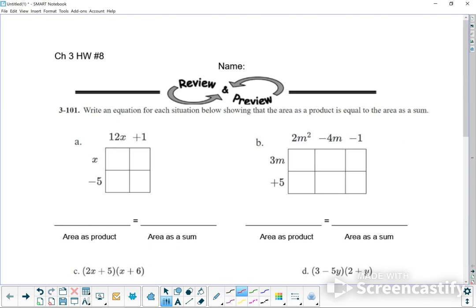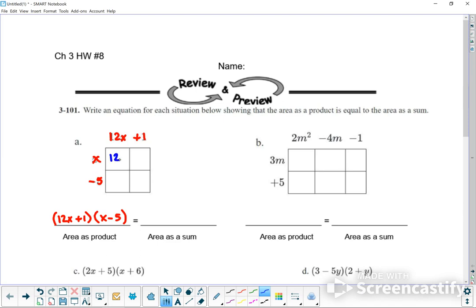Right, so the area model, you start out with 12x plus 1, and by knowing that, you already know the area as a product. So that's 12x plus 1, and you're going to multiply that by x minus 5. So that's your area as a product. Now the area as a sum is when you fill in the area model. So just fill it in by doing multiplication.